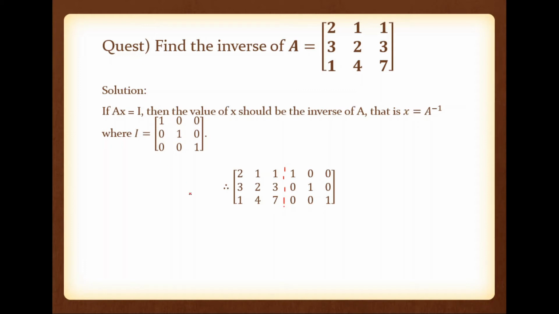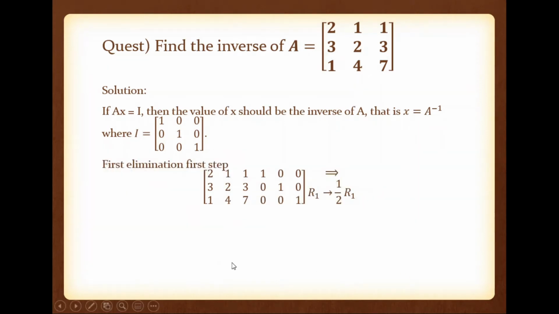Okay. So now we are going to start the elimination. So first we have to do the first elimination. I told you, if you are using the Gauss-Jordan method, each elimination is a two-step process. In the first elimination, the first step is to change this element to 1, right? So this is the first elimination, first step. So what are we changing? We are changing this 2 to 1.